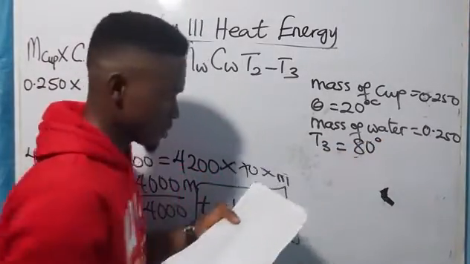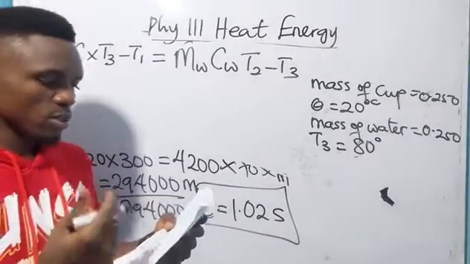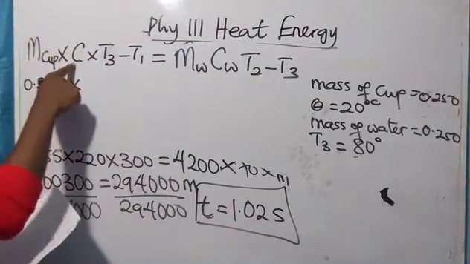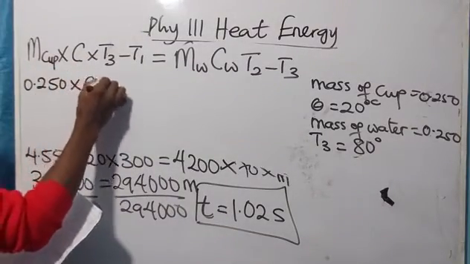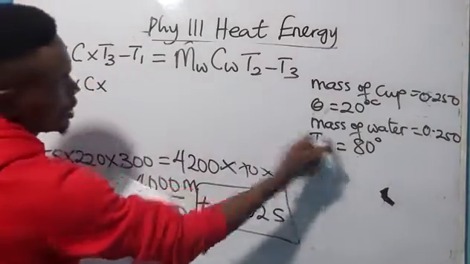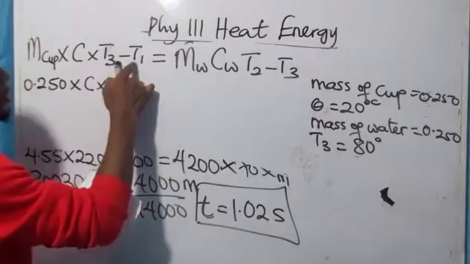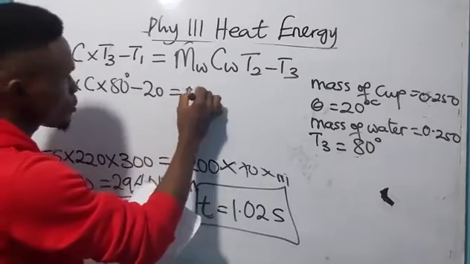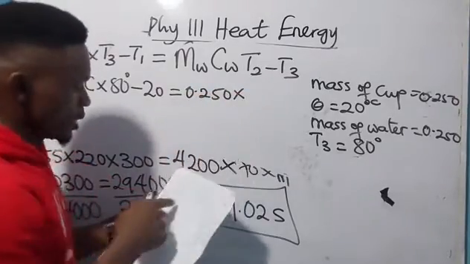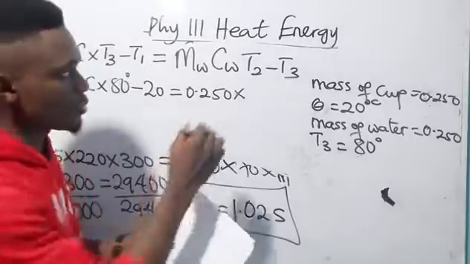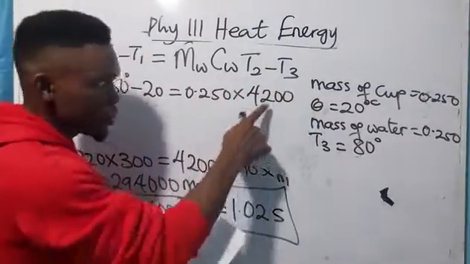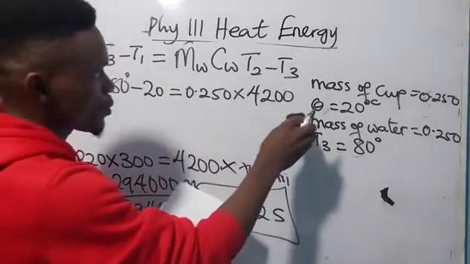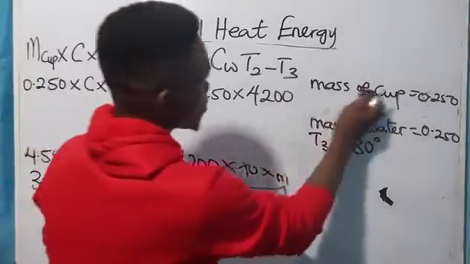80 degrees Celsius. If no heat is lost, what is the specific heat capacity of the cup material? So we are looking for this. T3 becomes 80 degrees minus T1, which is 20, equals the mass of water, given as 0.250, times the specific heat capacity of water, which is given and constant, that is 4,200.